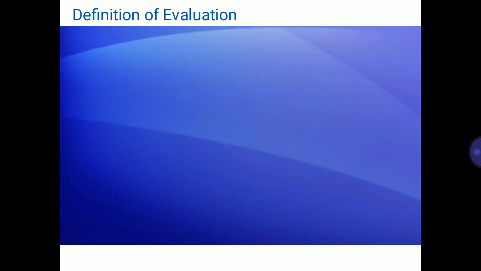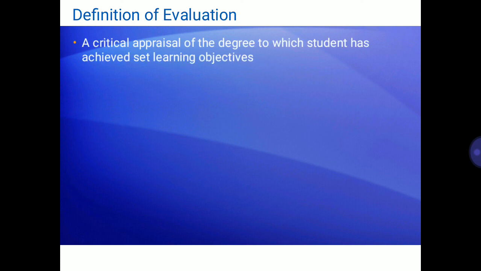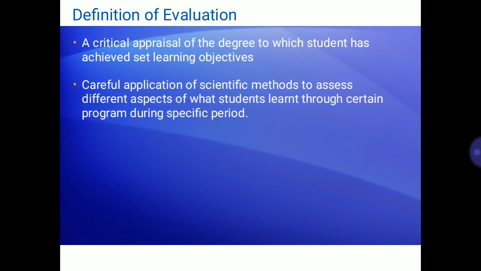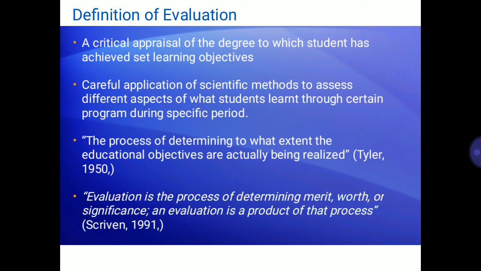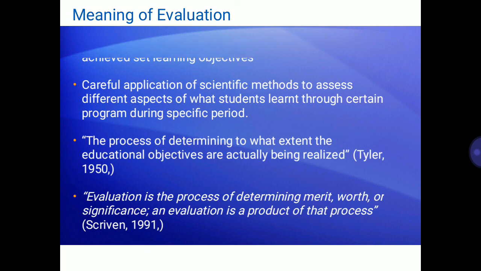Evaluation. Definition of evaluation: a critical appraisal of a degree to which a student has achieved set learning objectives. Careful application of scientific methods to assess different aspects of what students learn through a certain program during a specific period. The process of determining to what extent the educational objectives are actually being realized. Evaluation is the process of determining merit, worth, or significance, and evaluation is a product of that process.